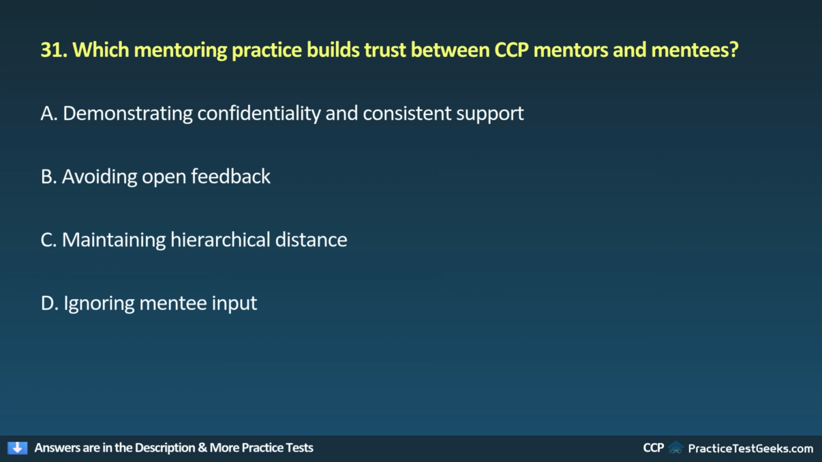31. Which mentoring practice builds trust between CCP mentors and mentees? A. Demonstrating confidentiality and consistent support. B. Avoiding open feedback. C. Maintaining hierarchical distance. D. Ignoring mentee input.